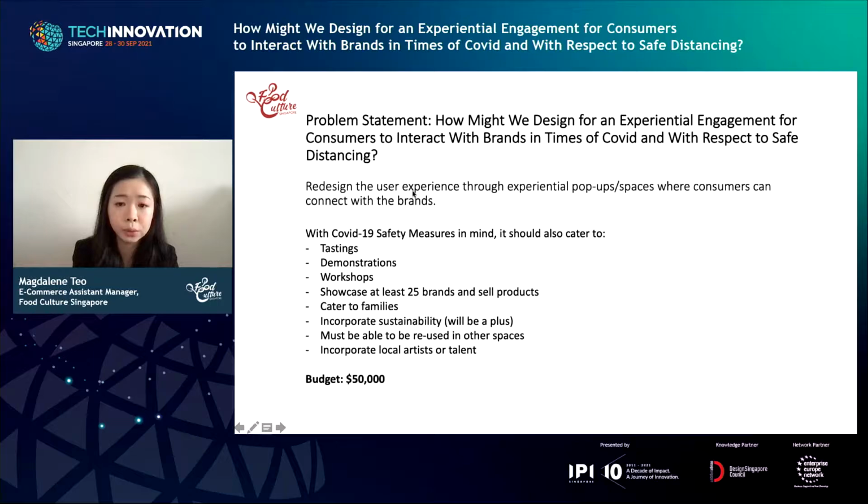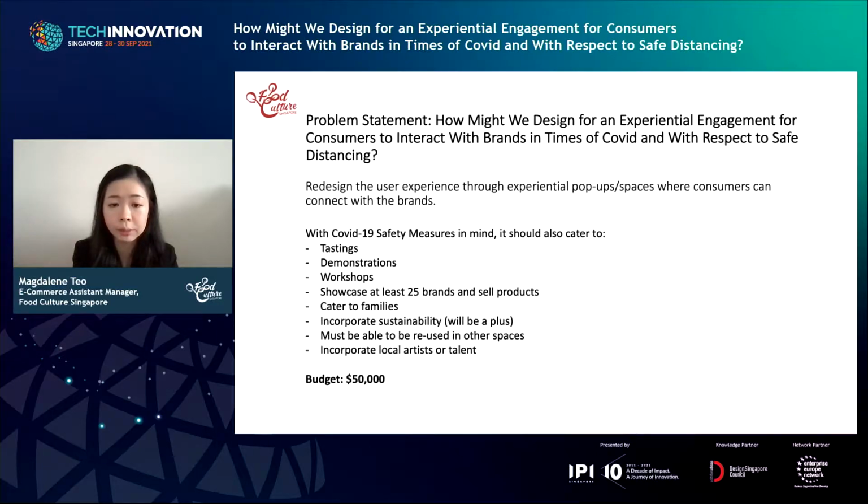So we hope to create this kind of experiential pop-up or space where our consumers can connect with the brands. Some of the things that we hope to carry out in this pop-up would be tastings or demonstrations, and brand workshops as well. We hope to showcase at least 25 brands and be able to sell their products at the pop-up as well.